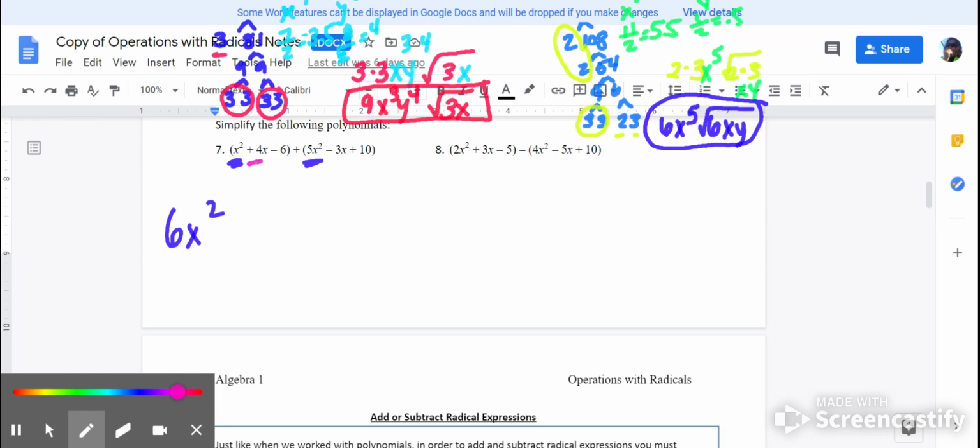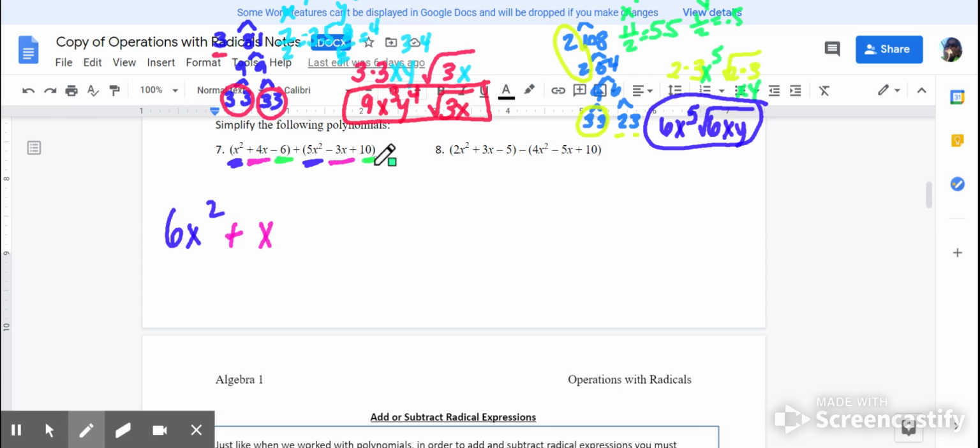Then I have a 4x. I'm going to combine that with my negative 3x. So 4x plus negative 3x gives me positive 1x. But remember, I don't have to write the 1 in front of that. And then finally, we have negative 6 and a positive 10. So negative 6 plus 10 is going to give me positive 4. So when we're adding and subtracting polynomials, we're simply looking for like terms in order to combine.